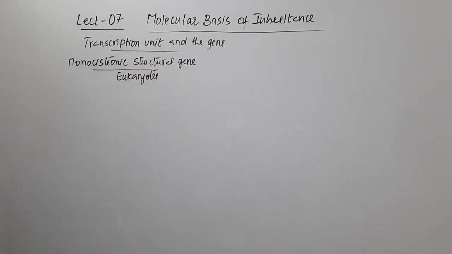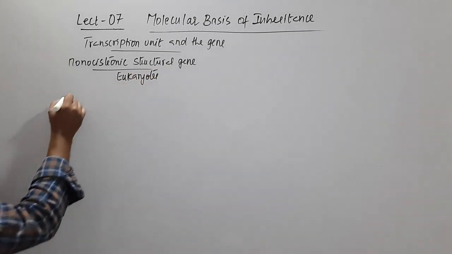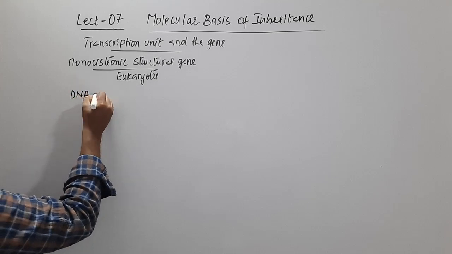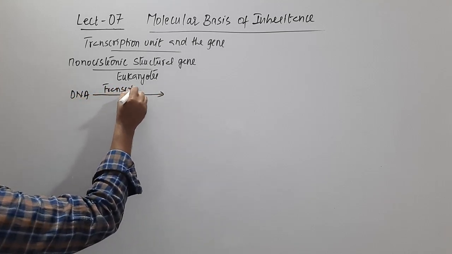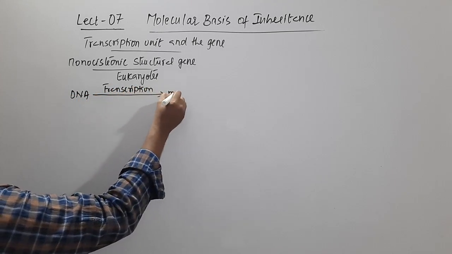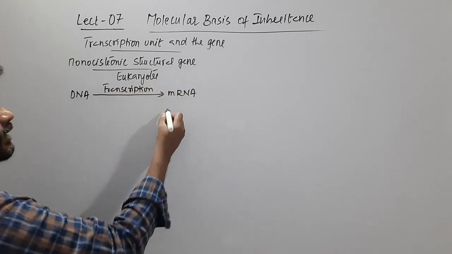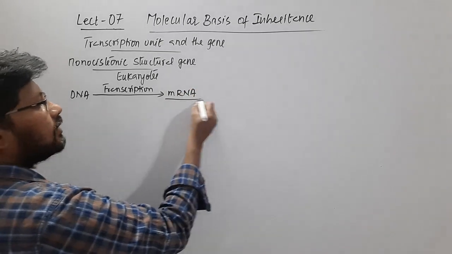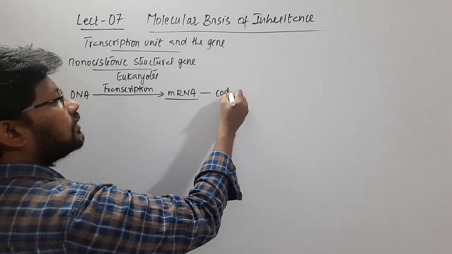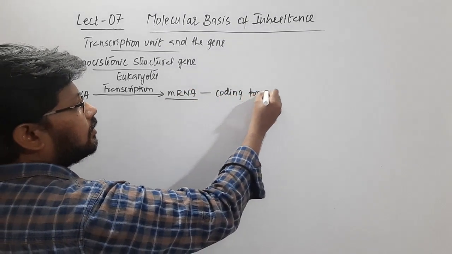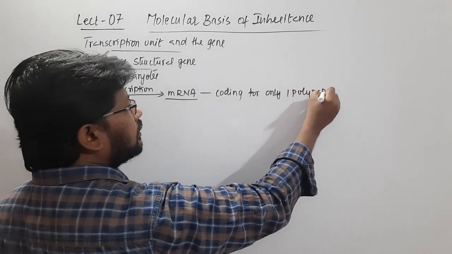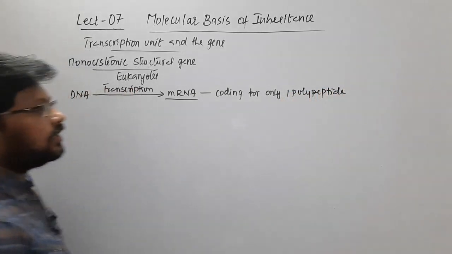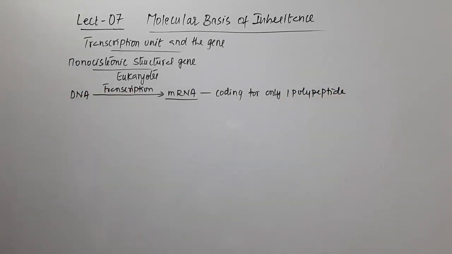We'll see in case of eukaryotes, where DNA, by the process of transcription, results in the formation of mRNA, and this mRNA will be coding for only one polypeptide. So it codes for only one polypeptide.